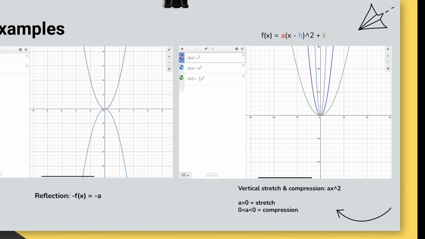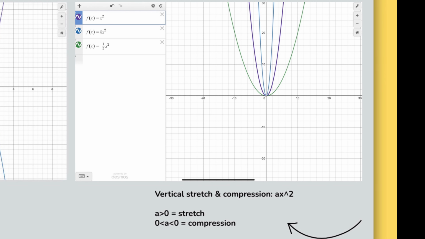And the last one is the stretch and compression. If a is more than 0, it is stretching, and if a is less than 0, it will compress. For example, the blue line, which is f(x) equals 5x squared, you can see the line is stretching, and the green line, which is f(x) equals 1 over 5x squared, you can see it is a compression.